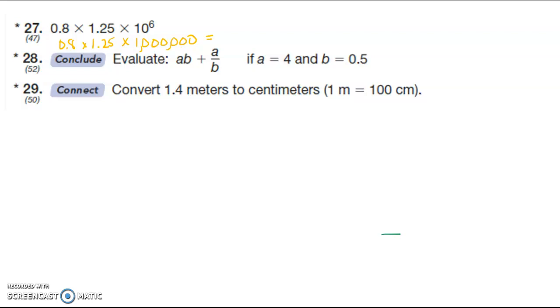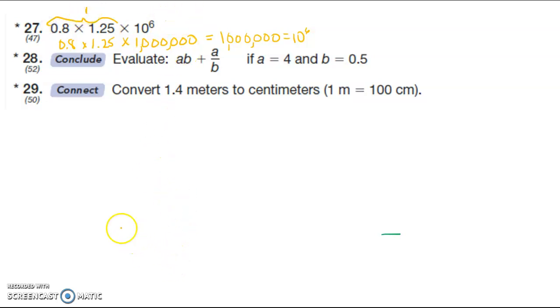0.8 times 1.25. Yeah, that's because that's 1. So this is going to be 1 million, which is 10 to the 6th, because this is 1.